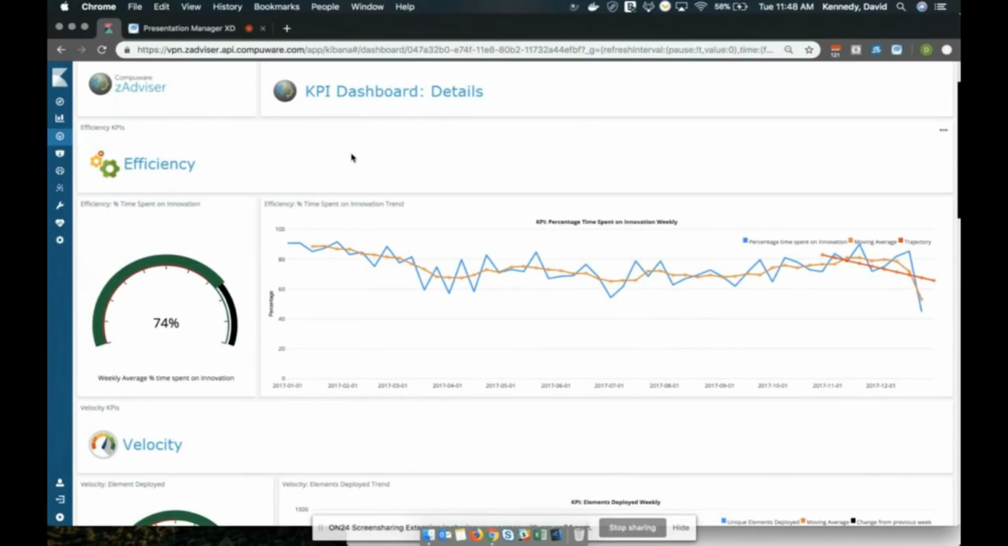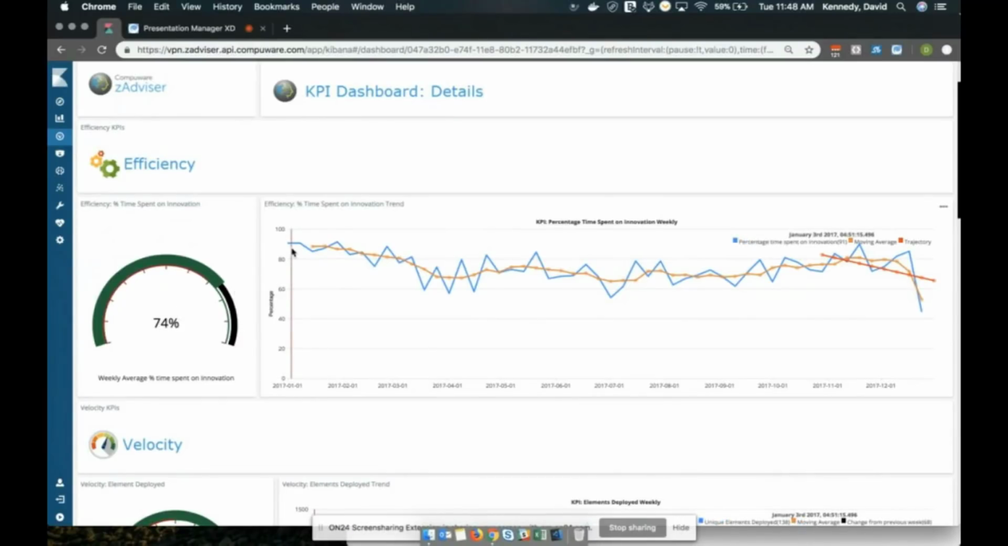So on the left, you'll see the efficiency roll up to 74%. This is Compuware's internal data. We're looking at a percent of time spent on innovation. So this is all development work that is being done within Compuware that isn't considered a bug.